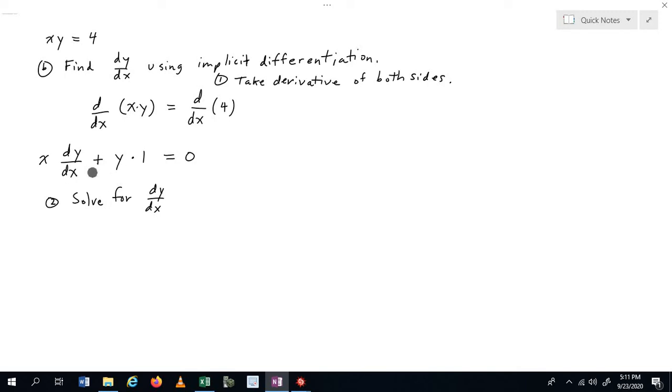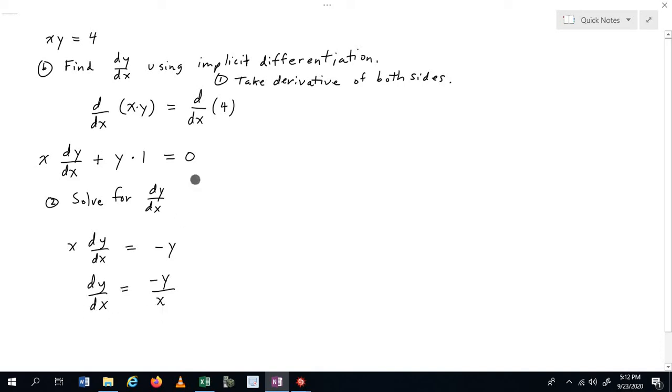Okay, well, if you want to isolate dy dx here, you first have to subtract the y to the right-hand side, and then you have to divide by x. So we're left with dy dx is equal to negative y over x.